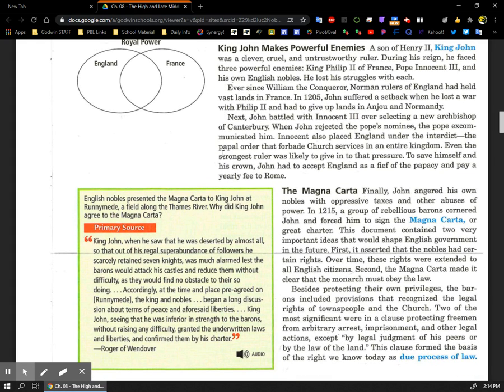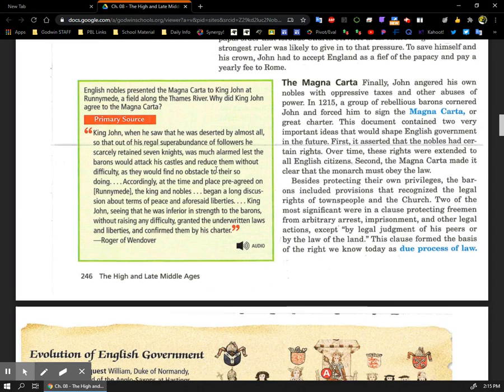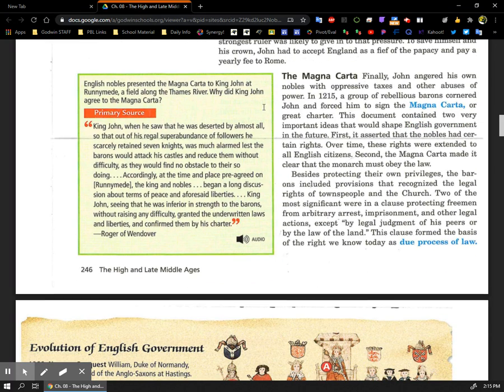Next, John battled with Innocent III over selecting a new Archbishop of Canterbury. When John rejected the Pope's nominee, the Pope excommunicated him. Innocent also placed England under the interdict, the papal authority that forbade church services in the entire kingdom. Even the strongest ruler was likely to give in to that pressure. To save himself and his crown, John had to accept England as a fief of the papacy and pay a yearly fee to Rome. The Magna Carta.